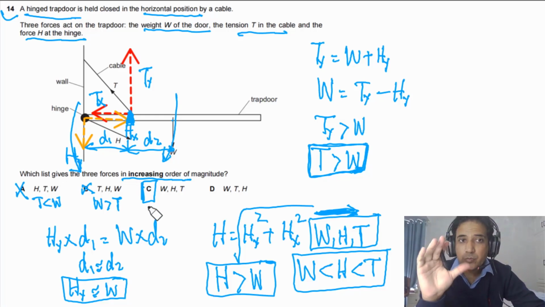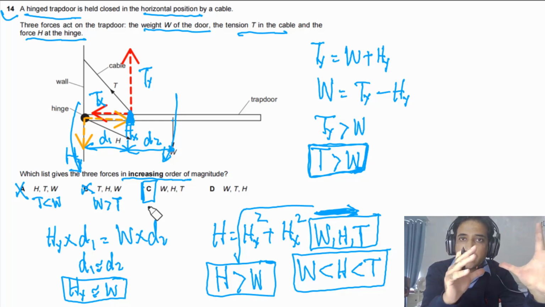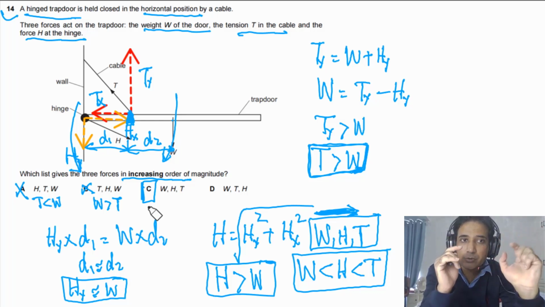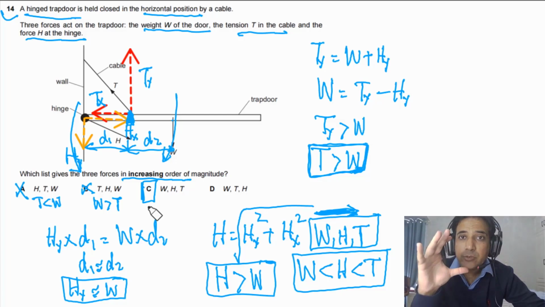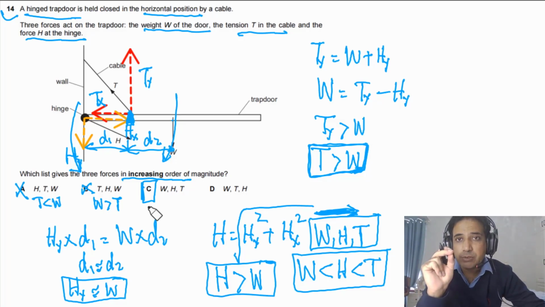We use the concept of moment because it's hard to compare the magnitude of forces directly. By comparing moments, we can find out. As this beam is in equilibrium, it means that the net moment about any point is equal to 0 and the net force in any direction has to be equal to 0.